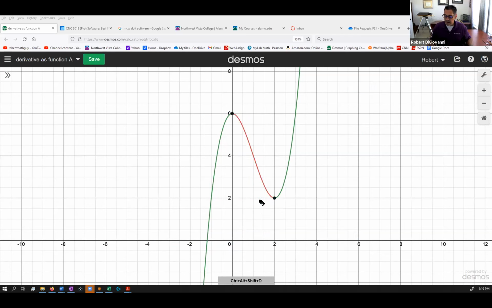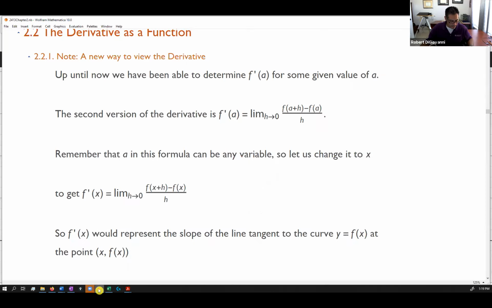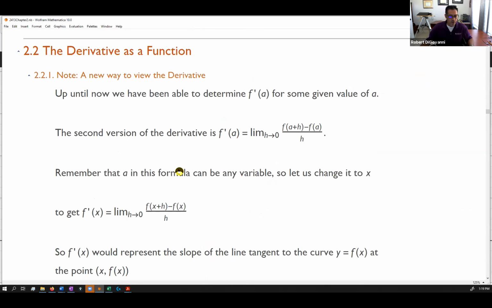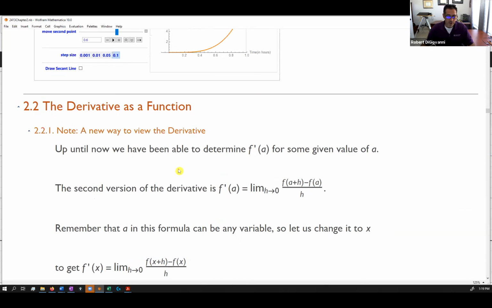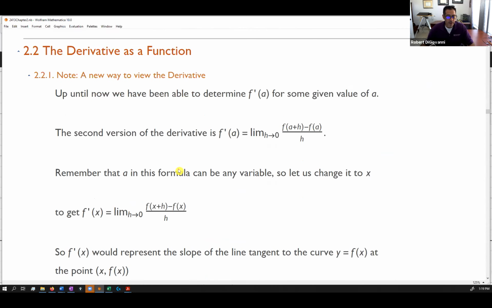Okay, so let's get into today's stuff. All right, let me get to my lecture notes, and then we'll get back to this picture. Okay. All right, so 2.2. We're moving at 2.1. We're into 2.2 now. The derivative as a function.